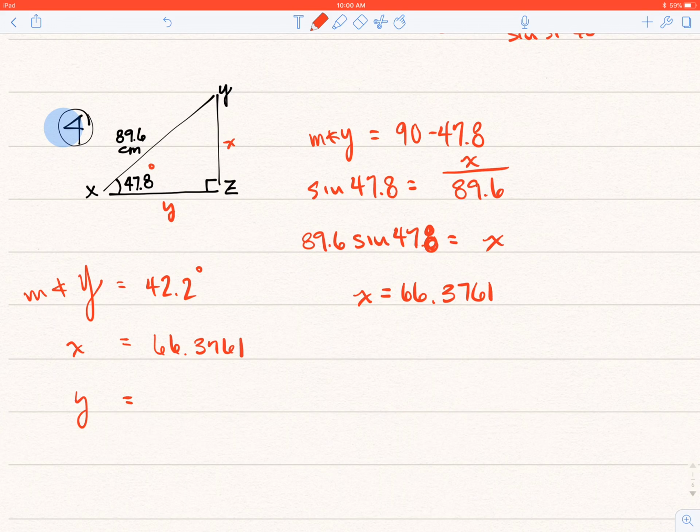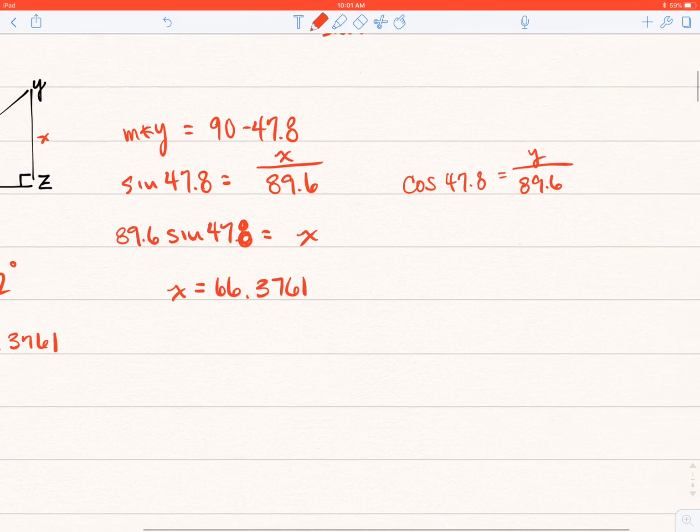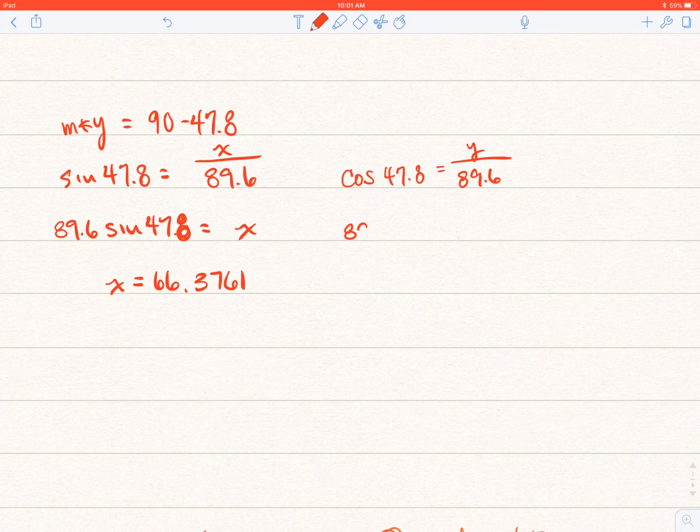Now I need to go back and I need to find my y. So this is my adjacent and my hypotenuse. Adjacent and hypotenuse is going to be cosine. So cosine of 47.8 is going to be adjacent y divided by hypotenuse, 89.6. So the math is very similar. 89.6 times the cosine of 47.8 is equal to y. Plug that into your calculator, and you should get that your y value is 60.1862.